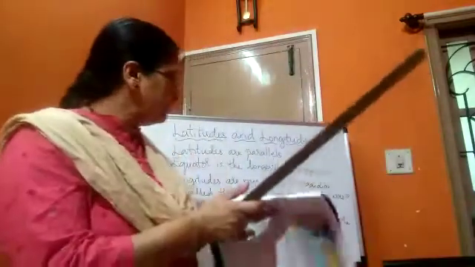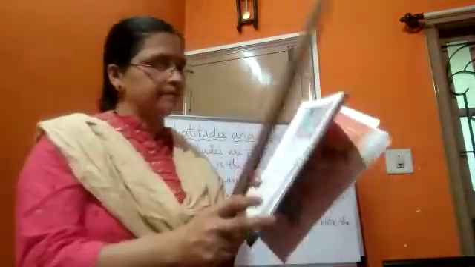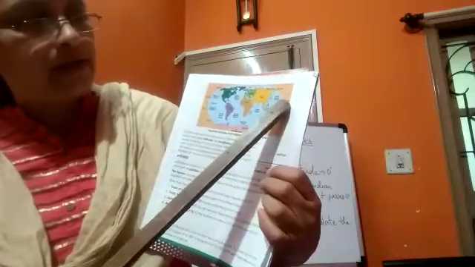Now you can see them in your textbook. This is the equator. This is the Tropic of Cancer. This is the Arctic Circle. This is the Tropic of Capricorn, and this is the Antarctic Circle.